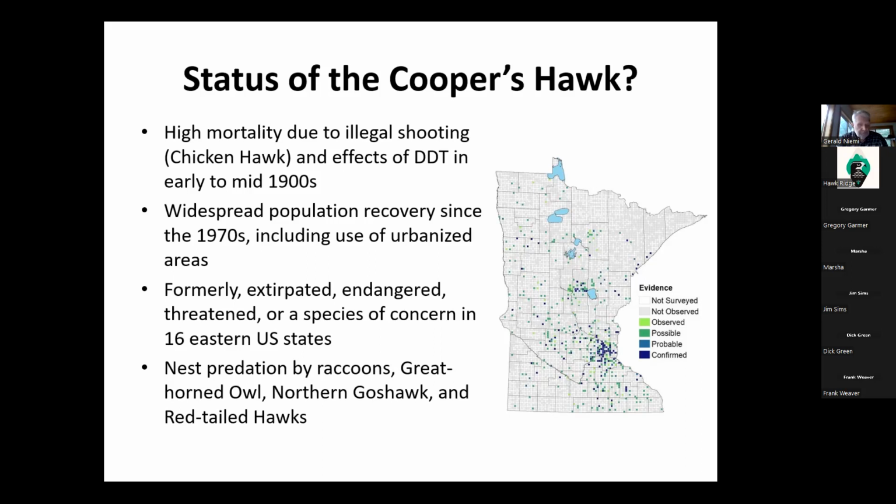It does suffer from nest predation by a variety of critters, including raccoons, owls, great horned owl, at least northern goshawk, and red-tailed hawks. And I should note, this is one of the more difficult species to identify. It has similarities to the sharp-shinned hawk and to the goshawk, two of the other accipiters. And so one must be cautious about identifying the species.